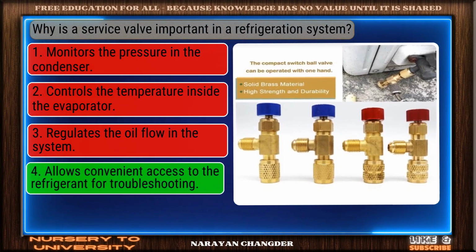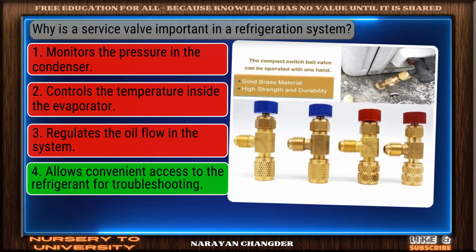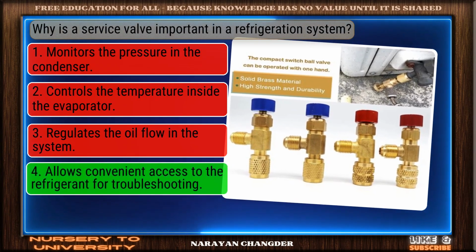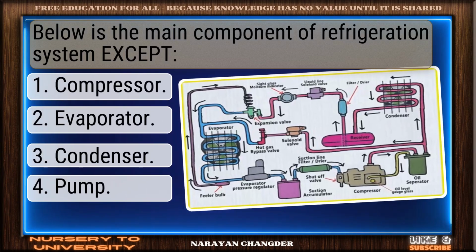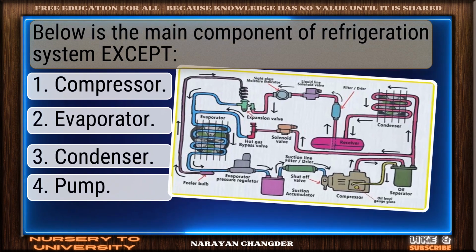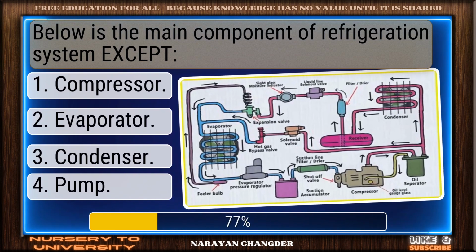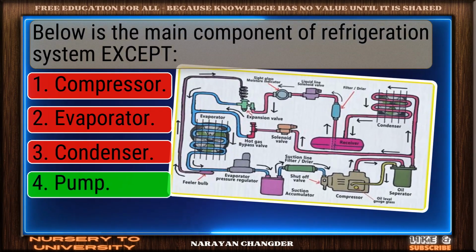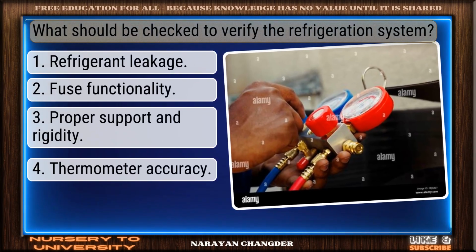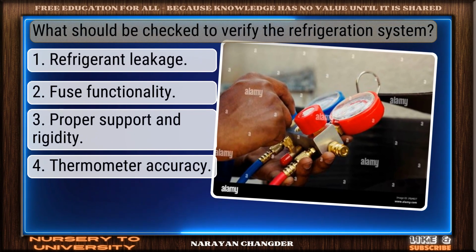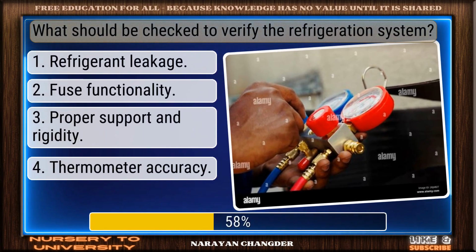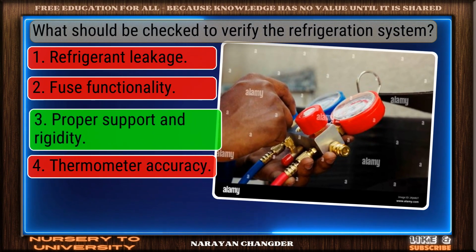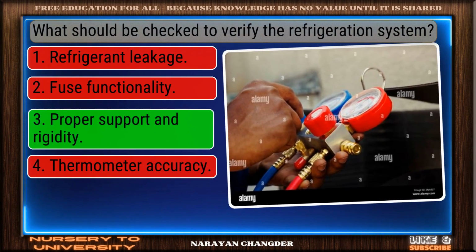Strong choice. Allows convenient access to the refrigerant for troubleshooting is the right answer. Below is the main component of refrigeration system except. Well reasoned. Pump is the correct choice. What should be checked to verify the refrigeration system? Correct response. Proper support and rigidity is the most accurate answer.